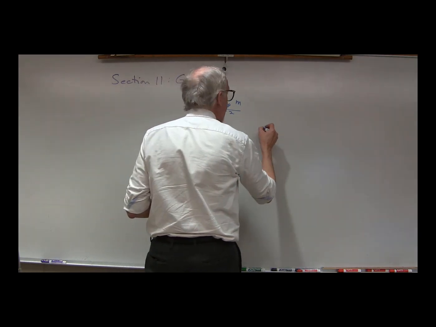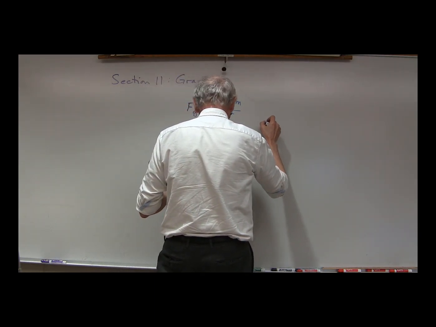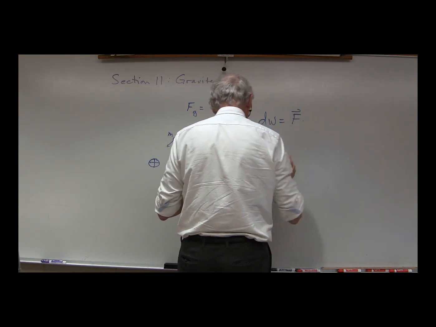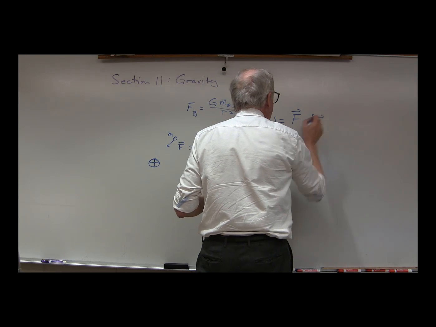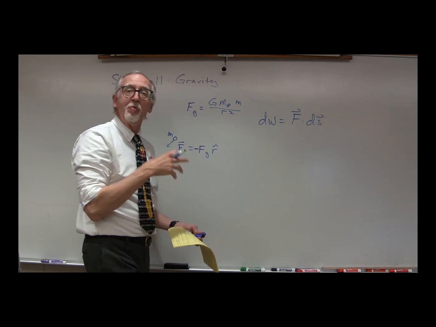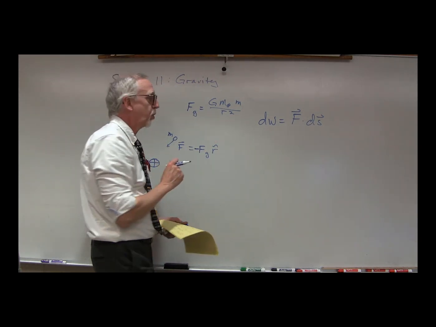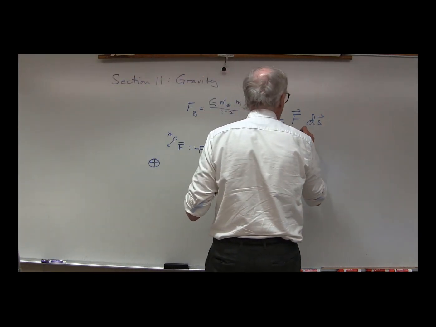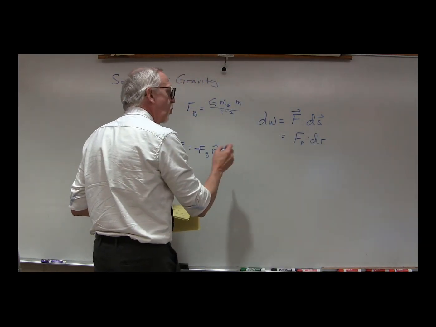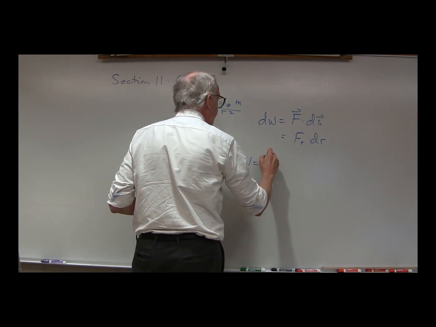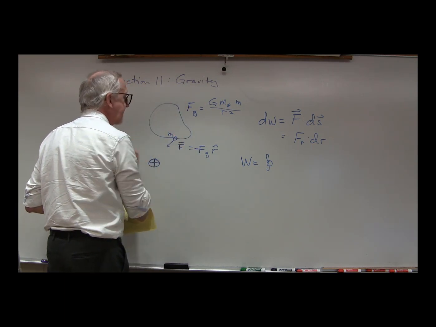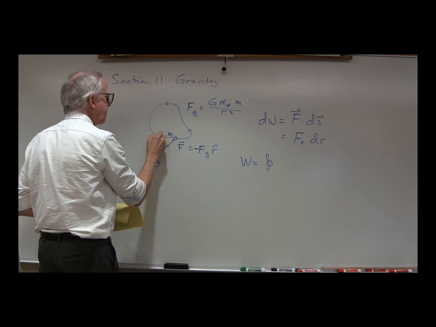We know that dW will equal F dot ds. And since the force is a radial force, only displacements in the radial direction will contribute to the work. So this will be F radial times dr. So what would the total work be for a closed integral around some path that starts at some point and then comes back to that point?